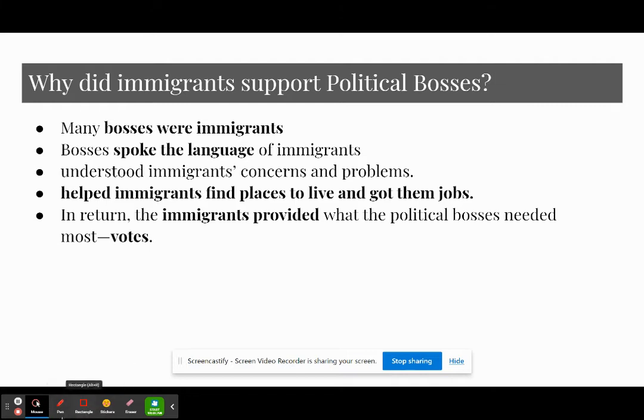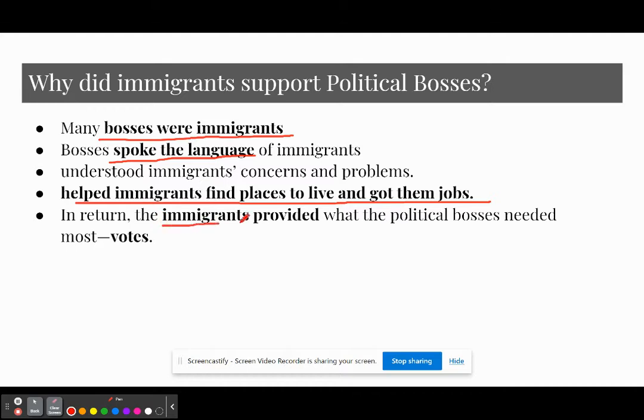So, why did immigrants support the bosses? Many bosses were immigrants themselves. They spoke the language of the immigrants. They made them feel welcome when they came here. They understood their concerns and problems, and they helped the immigrants find places to live and got them jobs. And in return, the immigrants provided them with what they needed to keep power, which was votes.